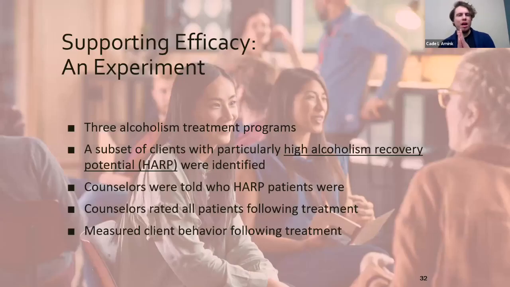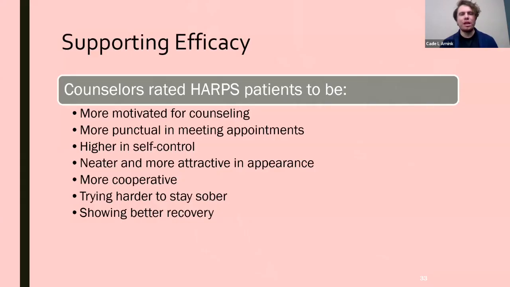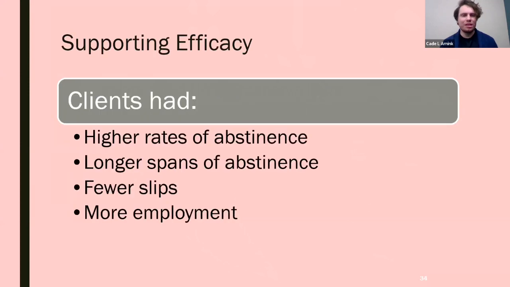And so first I'd like to talk about this research experiment supporting efficacy. This experiment looked at 3 alcoholism treatment programs. A subset of clients with particularly high alcoholism recovery potential, or HARP, were identified. Counselors in these programs were told who these HARP patients were, and then counselors rated all the patients they saw following treatment, both HARP and non-HARP, and measured client behavior following treatment. Counselors rated these HARP patients to be more motivated for counseling, more punctual in meeting appointments, higher in self-control, neater and more attractive, more cooperative, trying harder to stay sober, and showing better recovery. These clients also had higher rates of abstinence, longer spans of abstinence, fewer slips, and more employment.